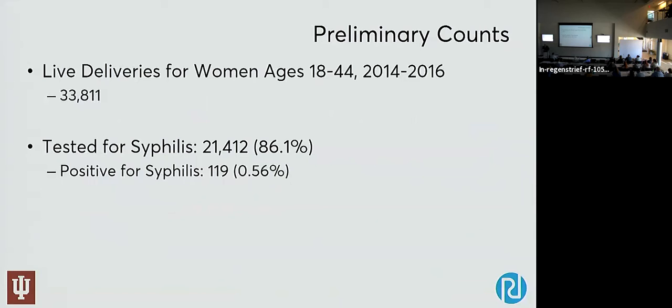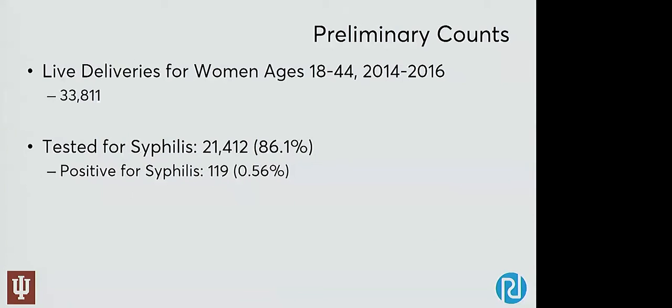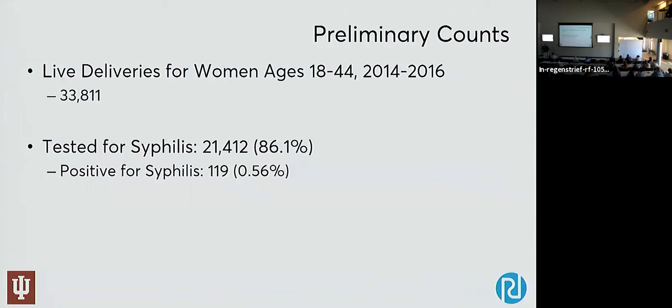So preliminary counts, we had about 34,000 live deliveries. So this is linking the Marion County Birth Registry to the IMPC, and it was a pretty good match rate. So thank you, Andrea. And so we've got a lot of live deliveries that we can look at, and we can look at those who are tested for syphilis. And again, we need to confirm some of these numbers, but it looks like the majority of them are tested for syphilis and very few are positive, thankfully, for syphilis. So we're always concerned about congenital syphilis.